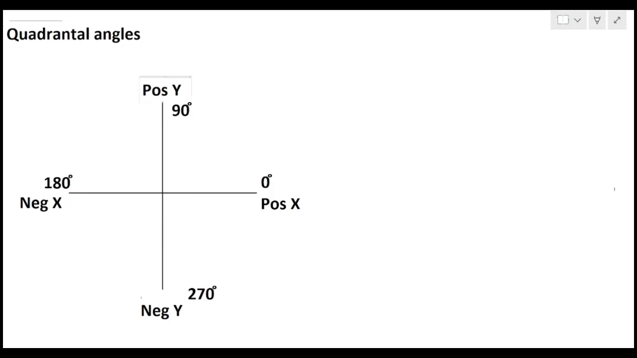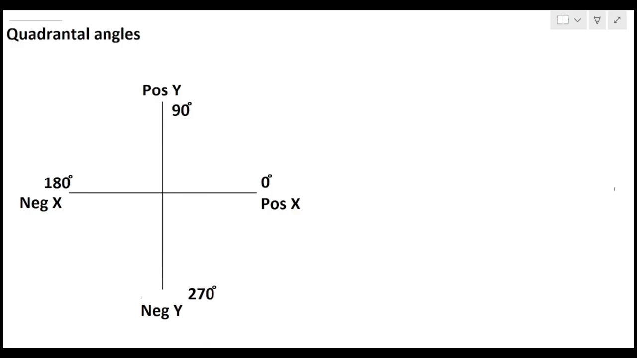What does this mean? So first, here we have a Cartesian plane with positive y-axis, positive x-axis, negative x-axis and negative y-axis. So let's assume that this point is 0 degrees. This is the first quadrant. Then this is the second quadrant and here we have 90 degrees. In the third quadrant we have 180 degrees and in the fourth quadrant we have 270 degrees.